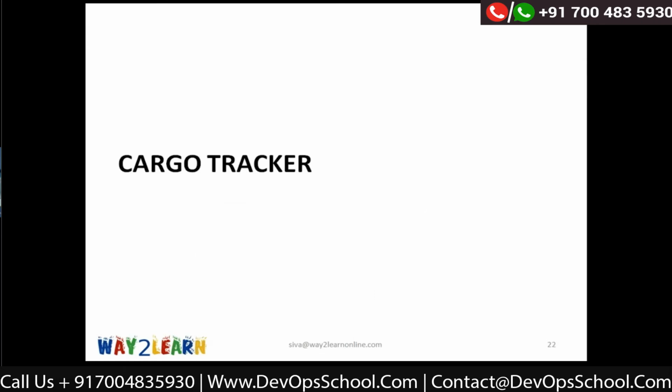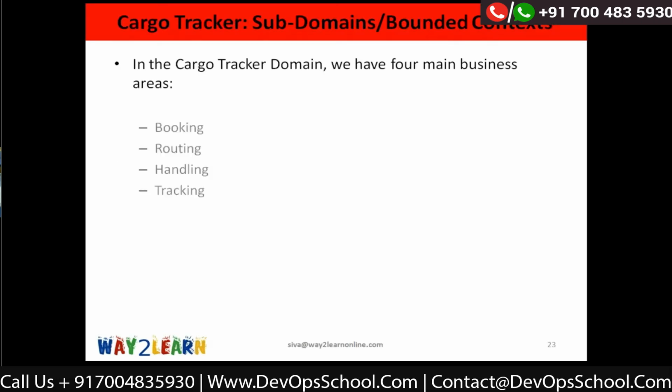Okay, I will give you one example, and I'm going to show you the code also, step by step. So the domain which I'm going to introduce right now is the cargo tracker domain. Cargo tracking is my domain. So let us see what it is. The cargo tracker domain is a problem space which I want to solve, and in that problem space I identified subdomains.